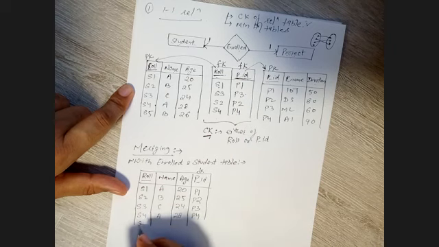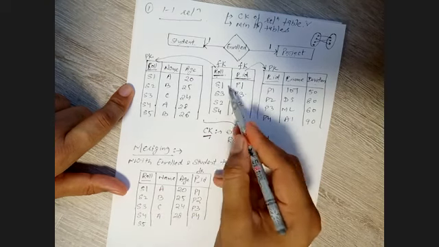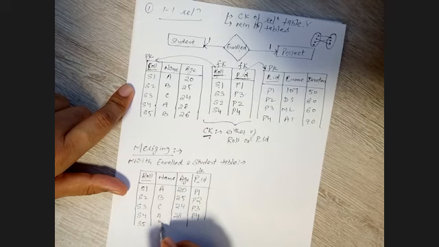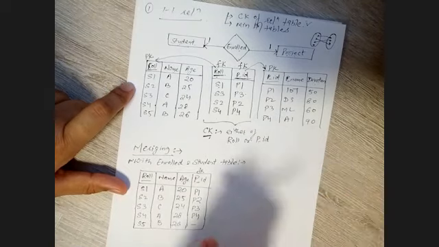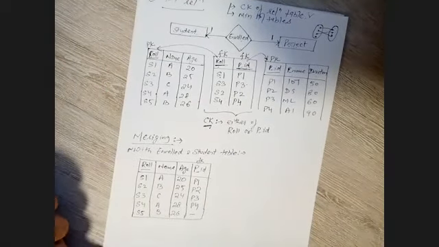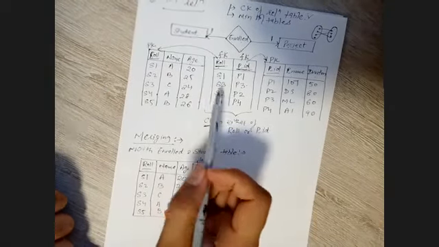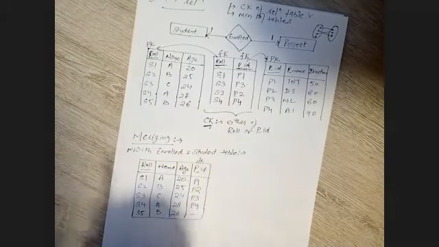Now see here the student S5. There is no entry for S5, so we can leave this blank here. It means the student S5 is not yet enrolled in any project. This is the table we have when we merge with the student table.